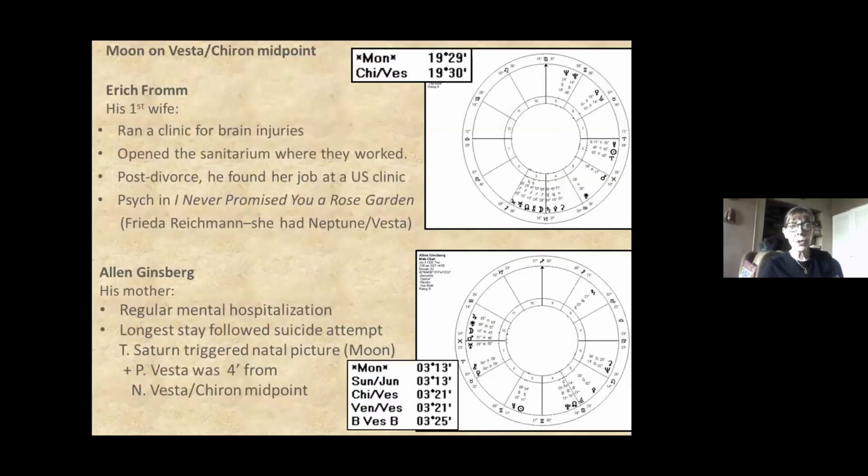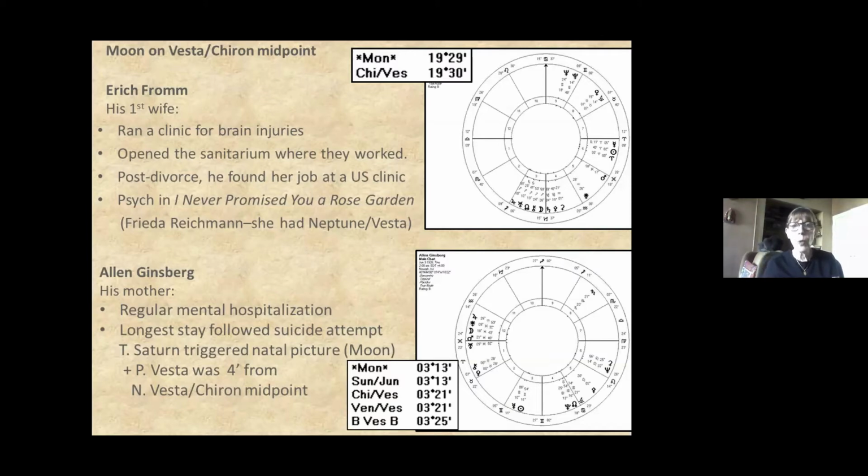Now, let's look, I know, I misspoke. I said we're only going to be looking at the sun in Aries. Well, here, let's look at the moon. Because in these people's instances, it was one's mother and one's wife. That was their Vesta Chiron experience. So Eric Fromm was a super famous psychiatrist. I think he was a psychologist. I don't think he was a psychiatrist.